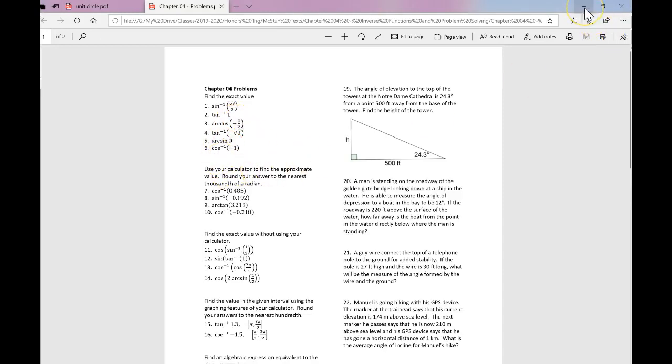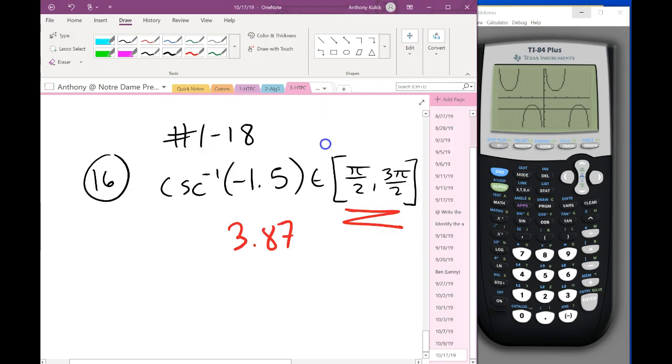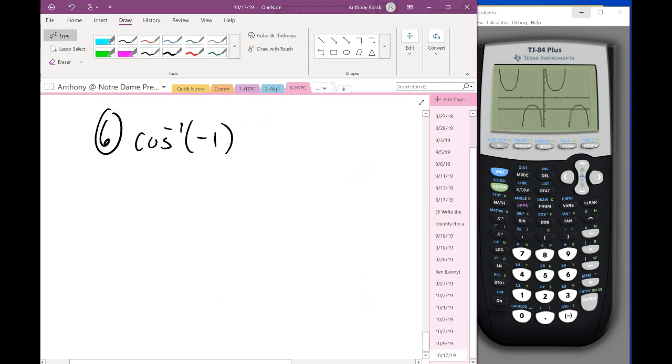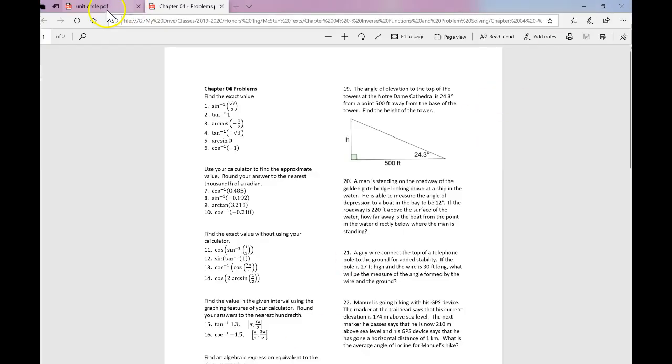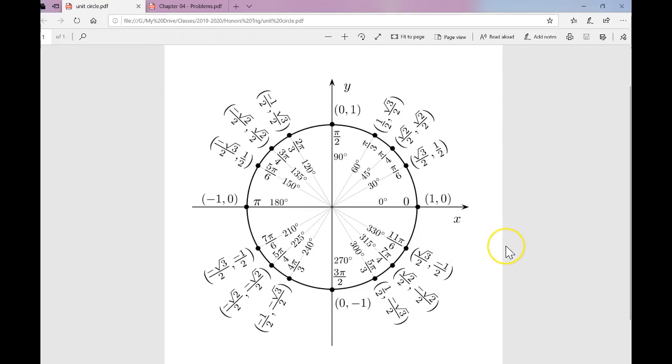Cosine inverse of -1. Would you prefer we do this with the unit circle or by drawing reference triangles? I like that method better. Okay. So if I pull up my unit circle, I'm looking for places where cosine is equal to -1. Which coordinate is cosine? X. So I look for a place where x is -1, right here, which occurs at pi.